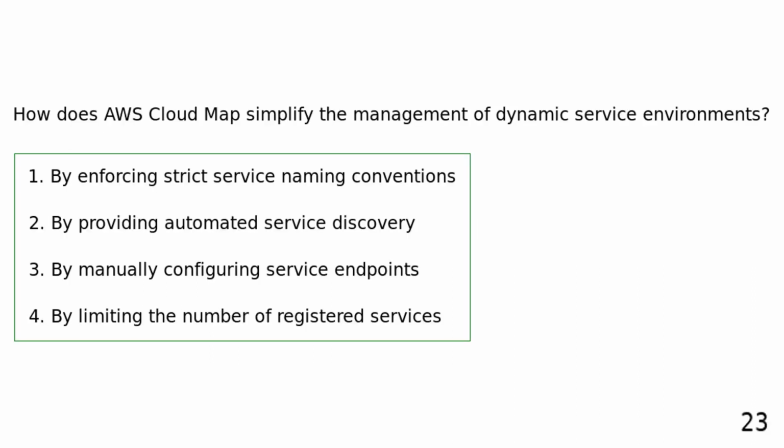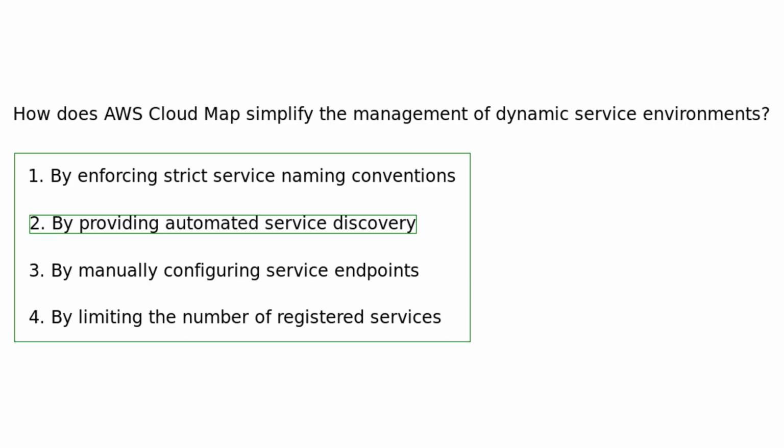How does AWS Cloud Map simplify the management of dynamic service environments? By enforcing strict service naming conventions. By providing automated service discovery. By manually configuring service endpoints. By limiting the number of registered services. AWS Cloud Map simplifies the management of dynamic service environments by providing automated service discovery, allowing for seamless registration and interaction between services within changing environments.